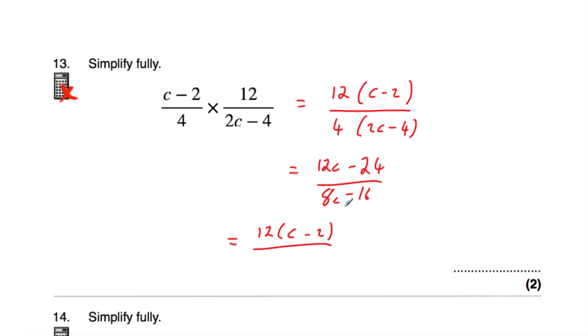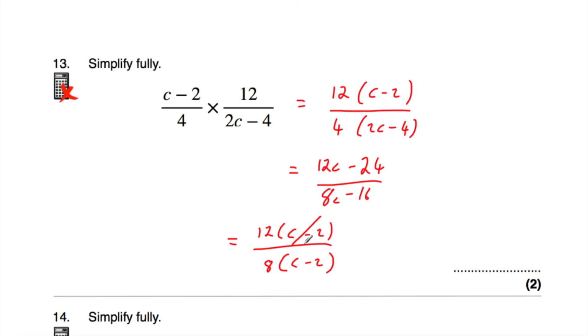And then in terms of the denominator, I can see that I can divide both of those by 8. So I'm going to take an 8 out, and then in brackets, if I divide both of those by 8, I'll be left with c subtract 2. Now this is fantastic. We've now got 12 multiplied by c minus 2 over 8 multiplied by c minus 2.